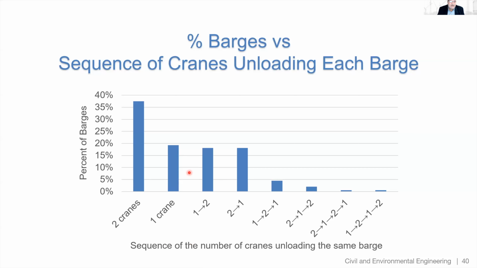And finally, what we have here is a bunch of statistics that show the percent of barges and the sequence of the number of cranes that unloaded them. So about 56%, the first 2 columns, either used 2 cranes from start to finish or 1 crane from start to finish. They were not preempted. And then the remaining 44%, all these columns over here, had preemptions that are either 1, going from 1 crane to 2 cranes, or 2 cranes to 1 crane, or 2 preemptions, 1, 2, 1, 2, or 3 preemptions, 2, 1, 2, 1, 1, 2, 1, 2.